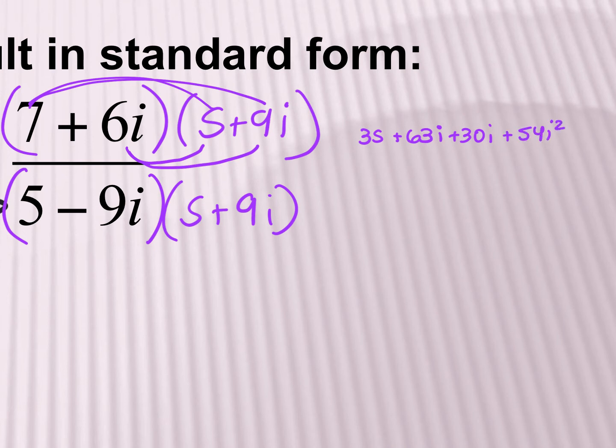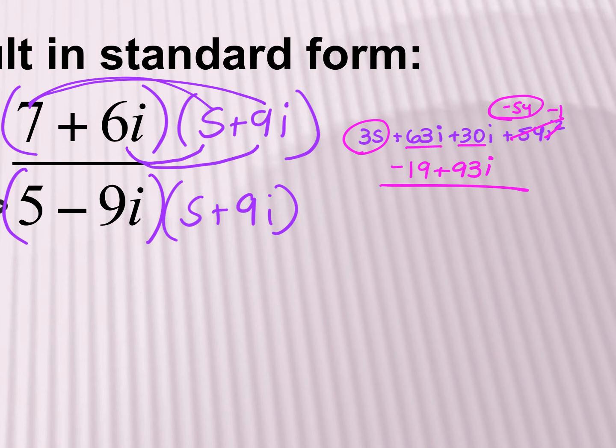54i squared. So would you just turn that into negative? Yep, so this becomes a -1 and a -54. So 35 minus 54, negative 19, right? And then 63i plus 30i, 93i. Isn't that negative 54? Yeah, it is. So I did 35 minus 54, which is -19, and then I did 63 plus 30.